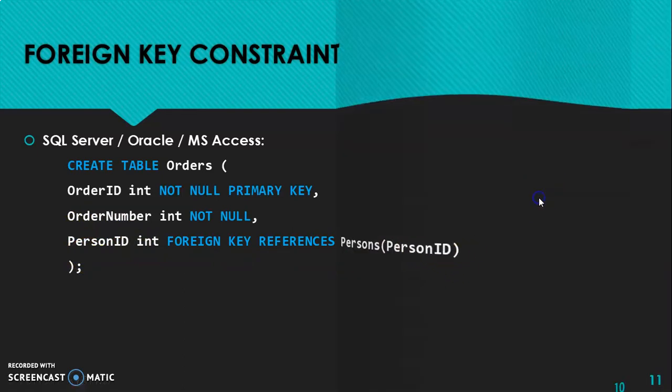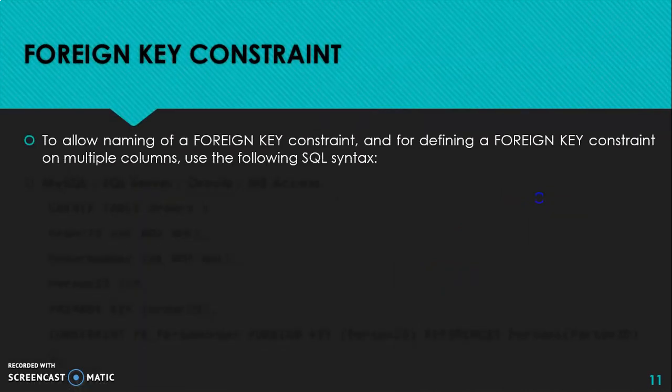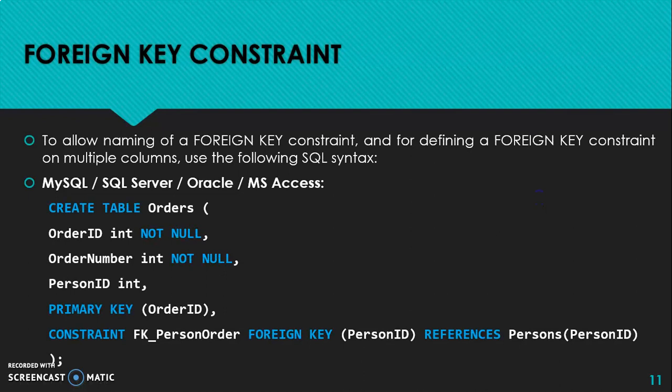Now for giving the constraint, we can use this syntax because it is common to all. So this is the better way to write the constraint. Create table orders, order ID integer not null. Similarly, order number integer not null. Person ID integer. Primary key, order ID. Constraint, and now again the constraint name.